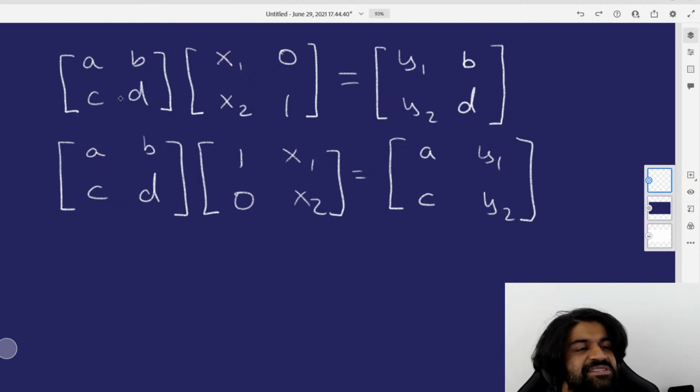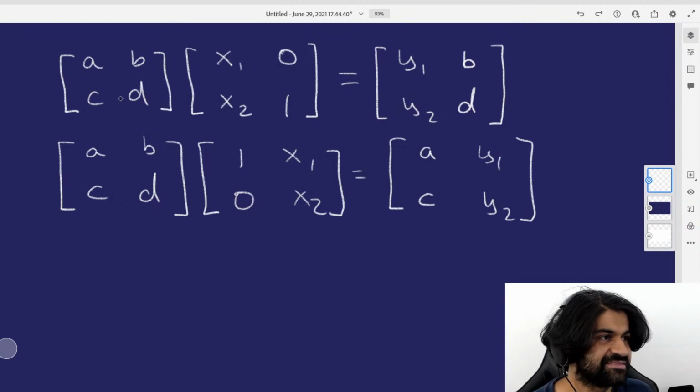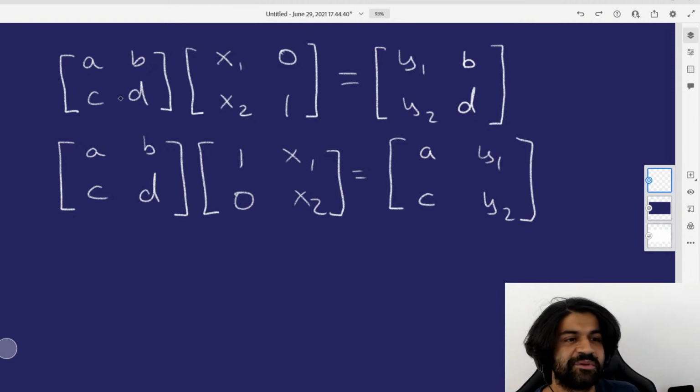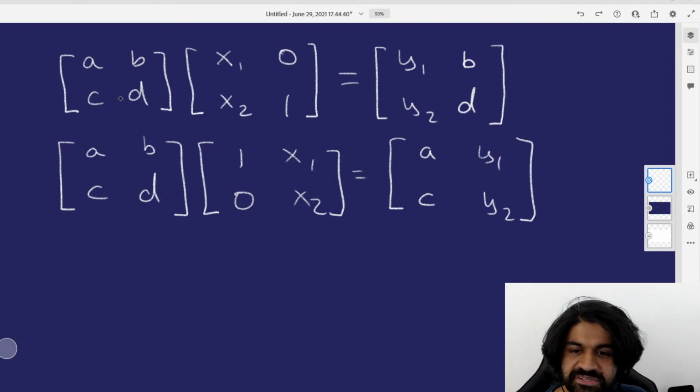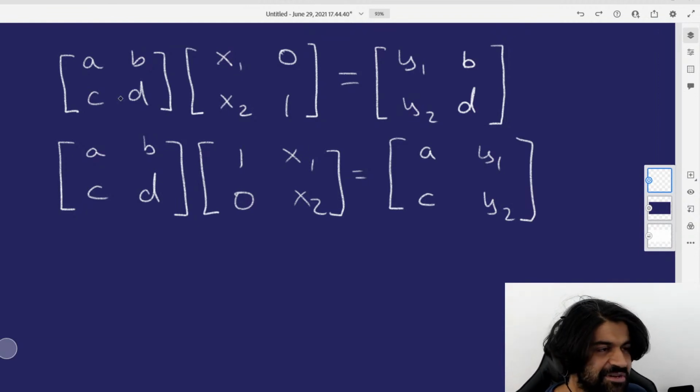So you have these two things. Now, remember what I mentioned last time. Determinants are multiplicative. So the determinant of a product of two matrices is the product of the determinants of the two matrices. Now, let's see what that means here. First and foremost, what is the determinant of this first matrix over here? The determinant of this first matrix is just AD minus BC. Right?